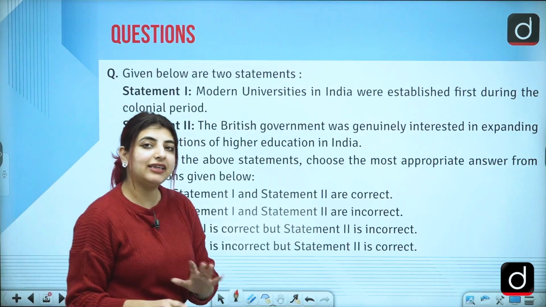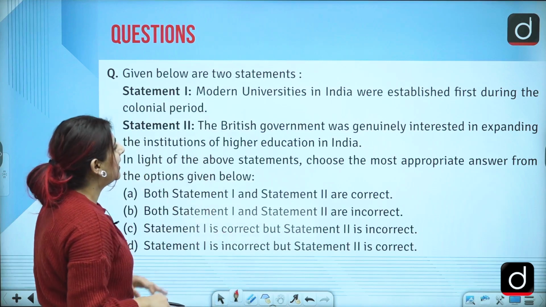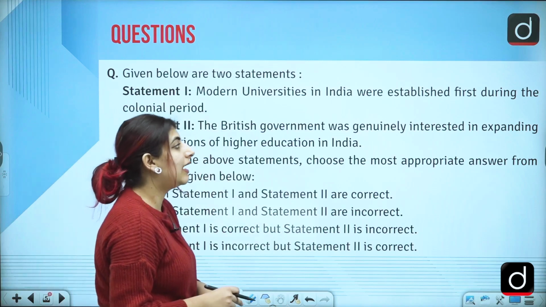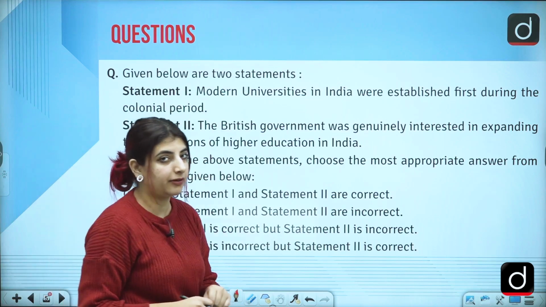The next question is again a statement based question, where statement 1 says modern universities in India were established first during the colonial period.